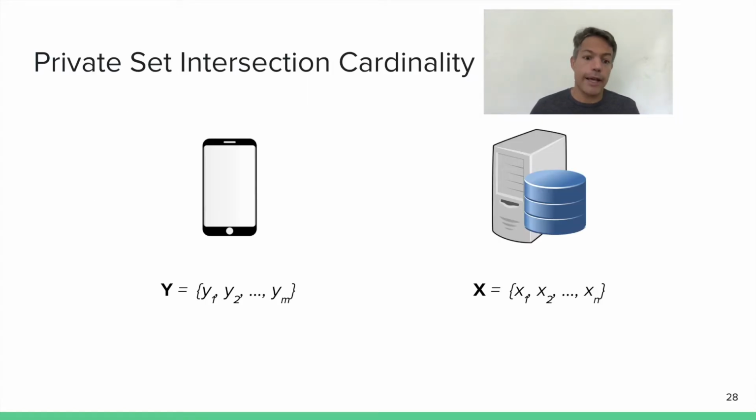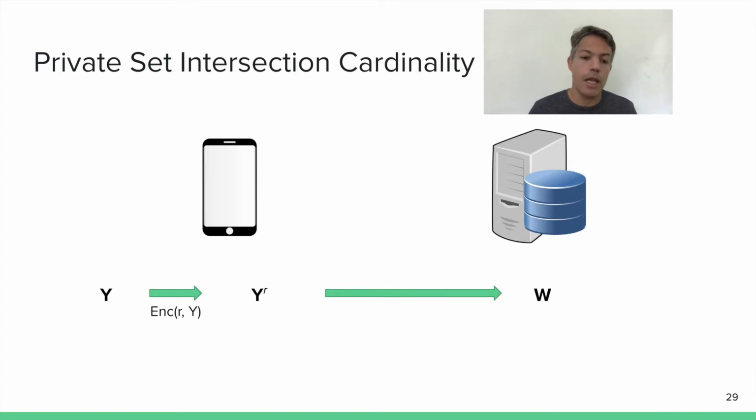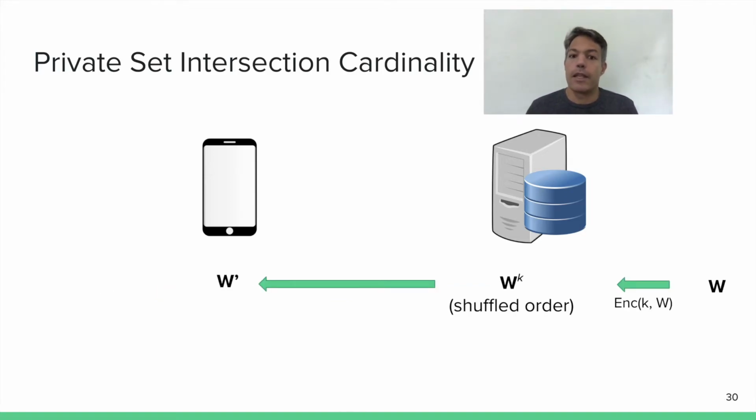Let's say the client, a phone in this case, has set Y and the server has set X. The client is going to take its set Y and transform it by some random value R and send that to the server. So the server gets these randomly transformed values that it is not able to map back. The server then takes that, transforms it itself by its random key K, and shuffles the order.